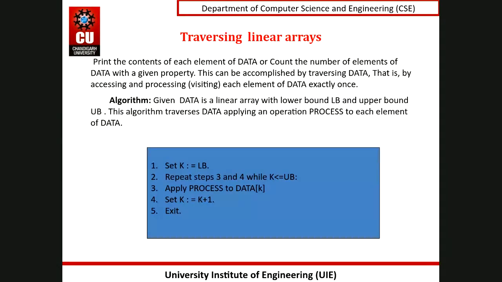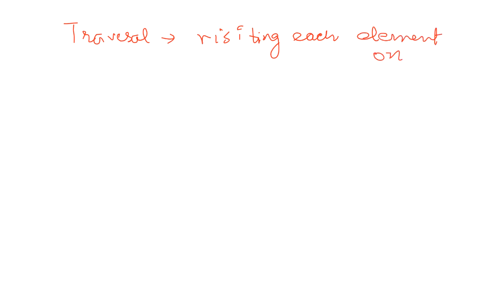Okay. Now coming to the operational part of arrays. Before moving on, I would like to share my whiteboard. See, I've already said that the very first operation is traversal. Traversal means visiting each element once. If there are 5 elements in your array, you will traverse each element once.